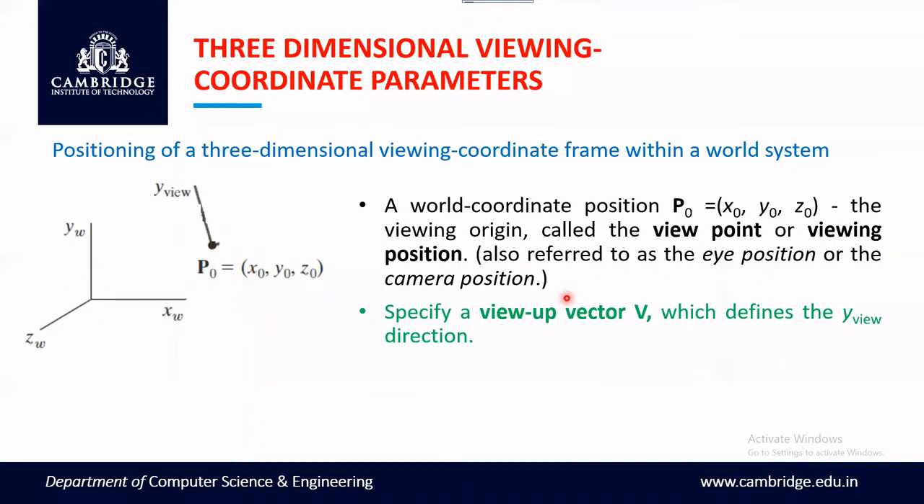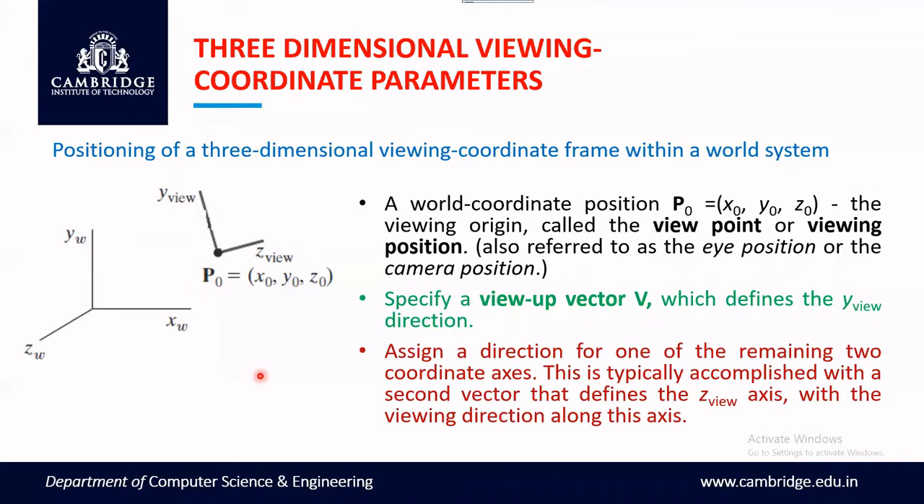Now, once this is defined, next what do we do? We have to orient the camera. So for this, we define what we call the view up vector. That is, we define which is the up direction. That up direction is what we call the view up vector. This view up vector defines the Y view direction. So first we define the Y view direction, or the view up vector.